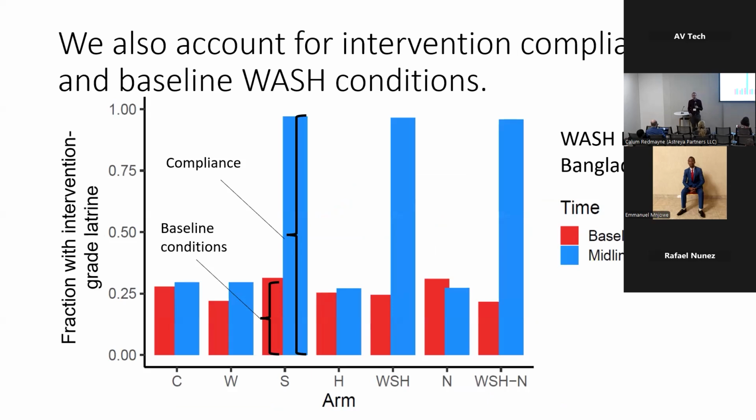This is an example from WASH Benefits Bangladesh, again, where we see the fraction of people with an intervention-grade latrine. And even before the study starts, at baseline, about 25% of households already have a latrine that was substantively equivalent to what the intervention is providing. Then, of course, we get over 90% compliance in the midline and endline. That, of course, is not always the case for a lot of these trials, and so accounting for the actual compliance is important.